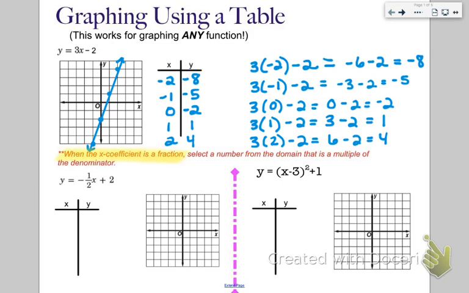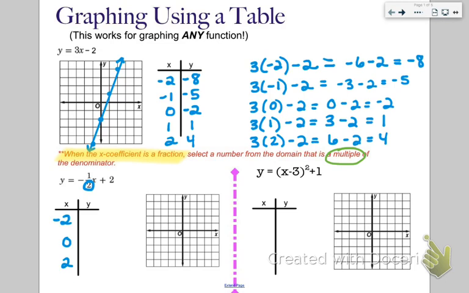Alright, our next function, we actually have a fraction. When the x coefficient is a fraction, select a number that is a multiple of the denominator. So again, a reminder of what multiple means: any number that the number in the denominator can multiply to. If we look at our denominator for this function, it's 2. So a multiple of 2 would be 4, 6, 8, 10, 12, any number that 2 can go into. So I'm going to choose negative 2, 0, and 2.